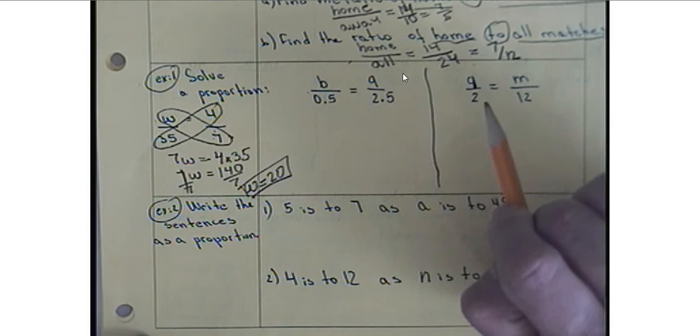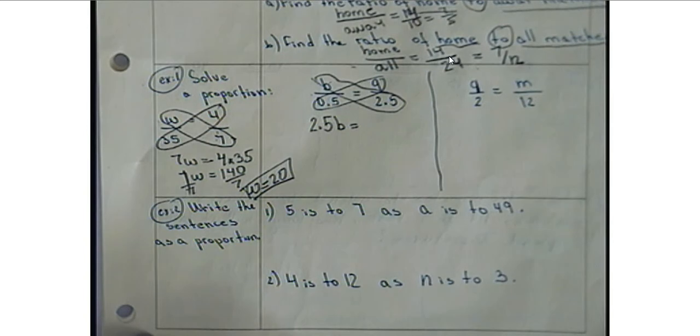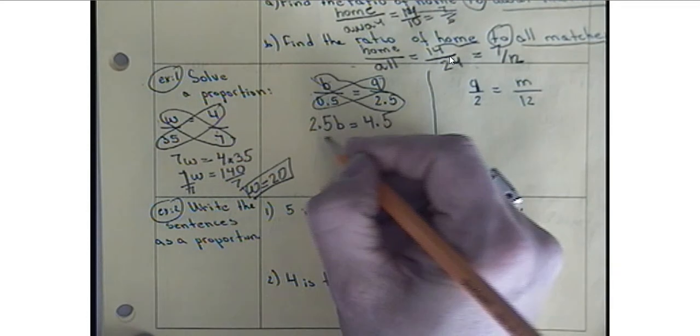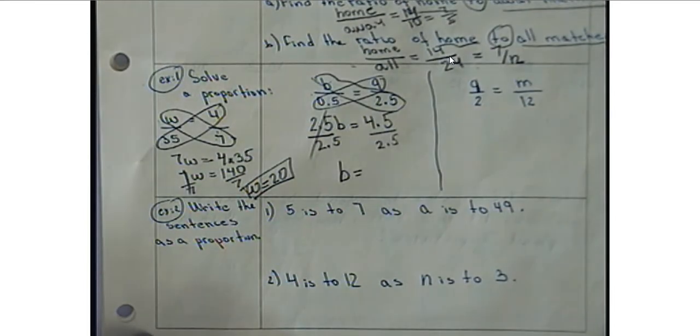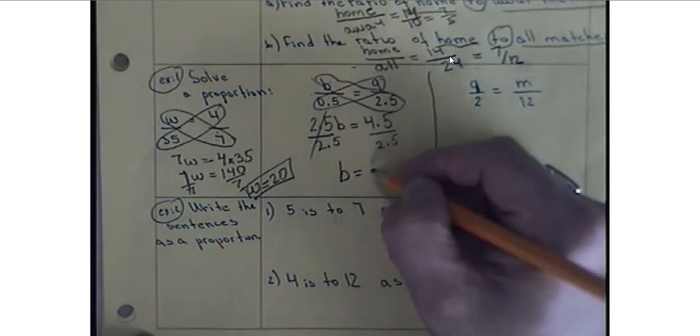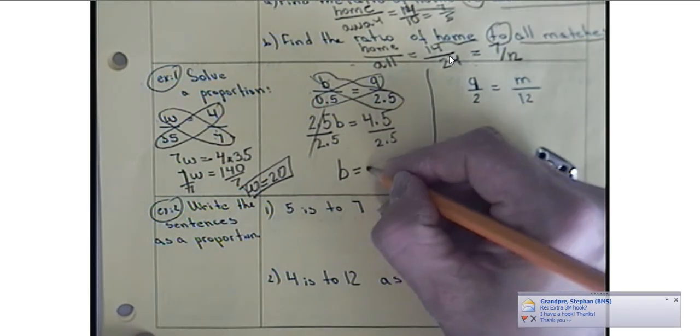This is another example when we have decimal numbers involved, but the method is absolutely the same. So we multiply this numerator times denominator, and we get 2.5b equals to, and then we multiply those two. So 0.5 times 9 will give us 4.5. Final step, we'll divide by 2.5 both sides. Those cancel, so b is equal to 4.5 divided by 2.5. Is that right?